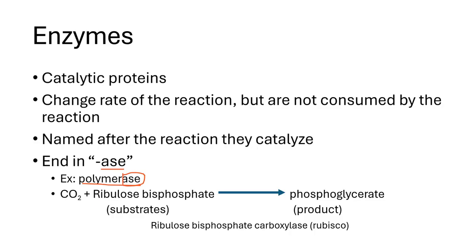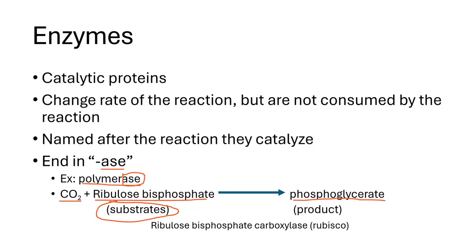So it's named after what they do. I have the example down here of carbon dioxide and ribulose biphosphate. These are our reactant molecules, and they are going to be converted to the product of phosphoglycerate. In enzymatic reactions, we call our reactant molecules substrates. Okay, so instead of reactants and saying these are going to react together, we say these are the substrates. And the enzyme that helps to catalyze this reaction is called ribulose biphosphate carboxylase.